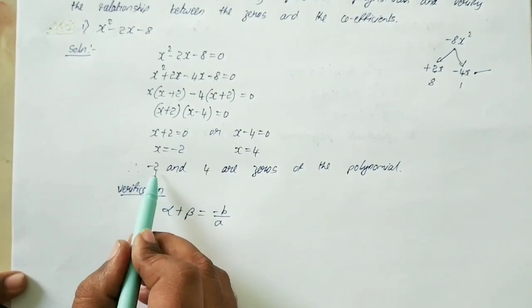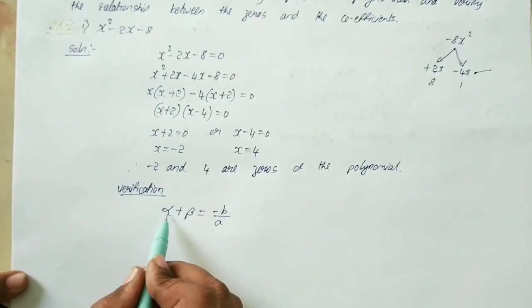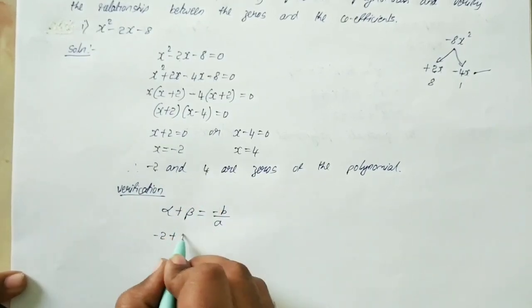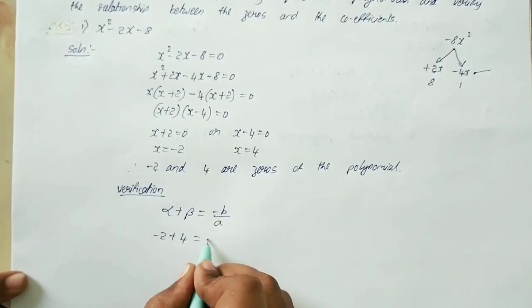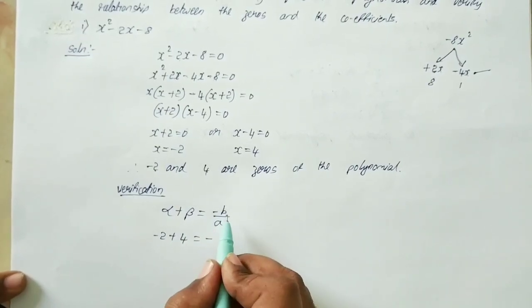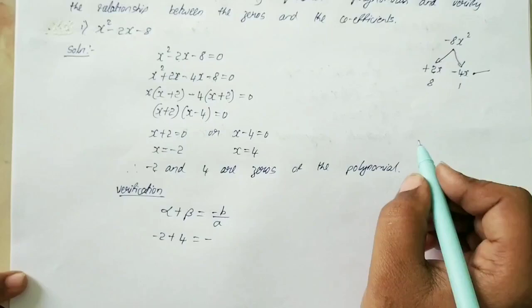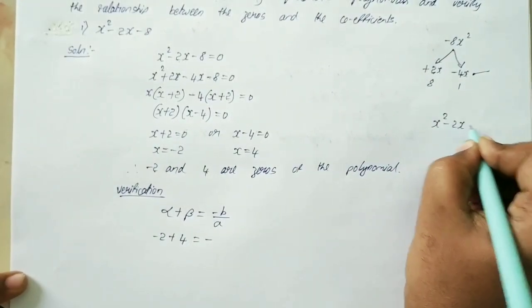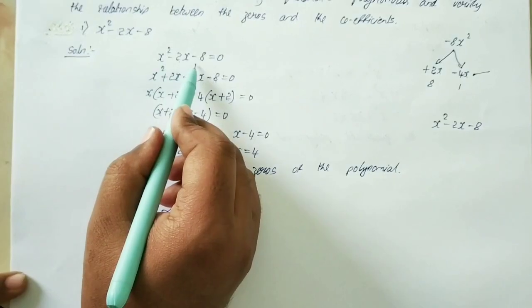What zeros did we get here? Minus 2 and 4. In place of alpha I will write minus 2, and in place of beta I will write 4, is equal to, this minus as it is. What is b? b means the coefficient of x, right? See here, we have the polynomial x square minus 2x minus 8, right? What is the polynomial they have given?